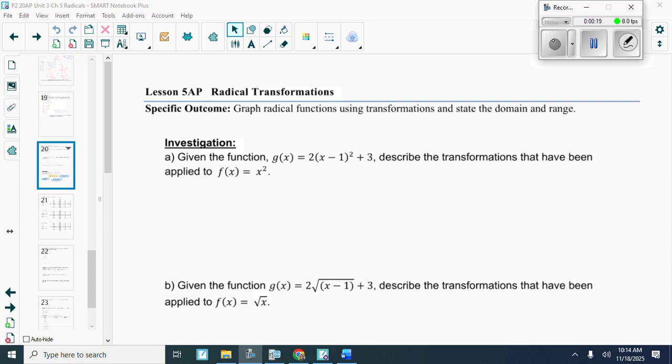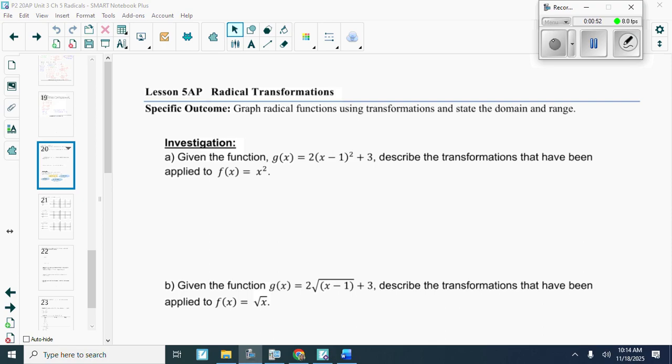Okay, the first thing that we're going to do is just review exactly what I said. Given this function g at x, this is your typical quadratic in vertex form. Describe the transformations that have been applied to f at x if it was just x squared. This was a question on your test. It had a couple more letters in it, comparing A and P and Q and all that kind of stuff.